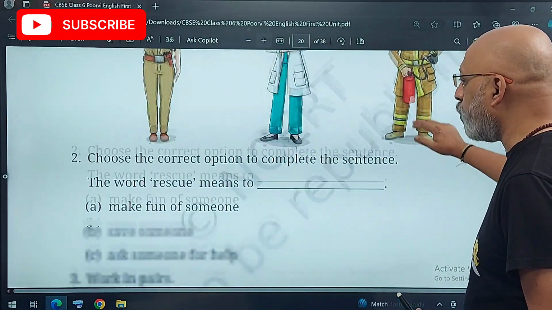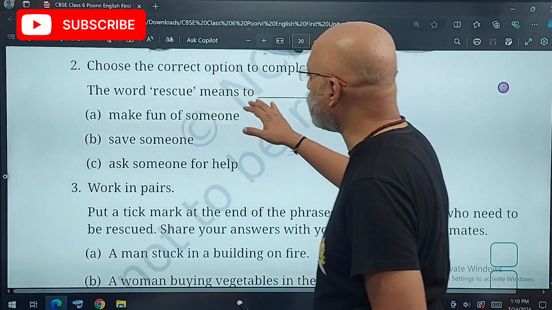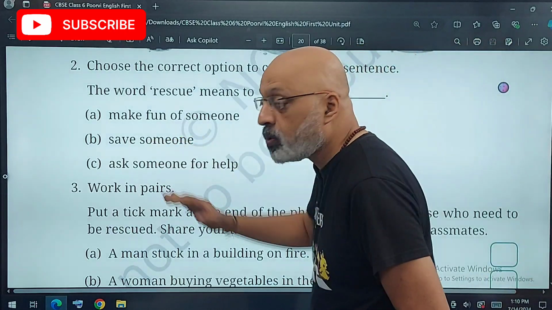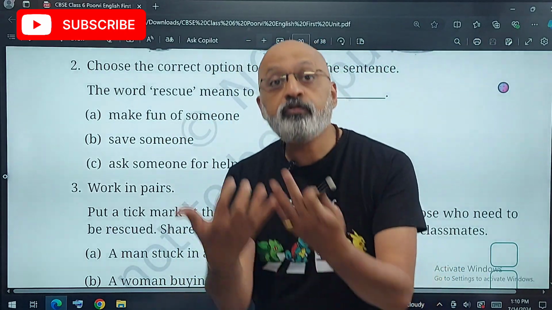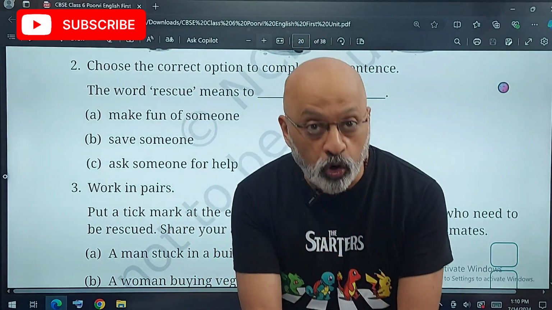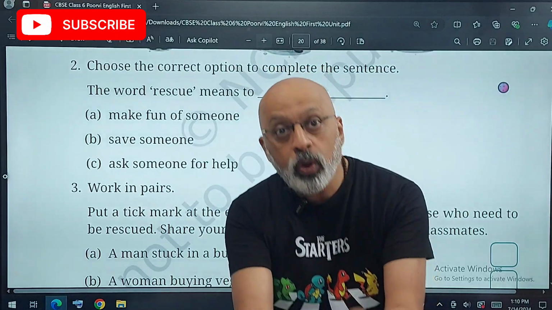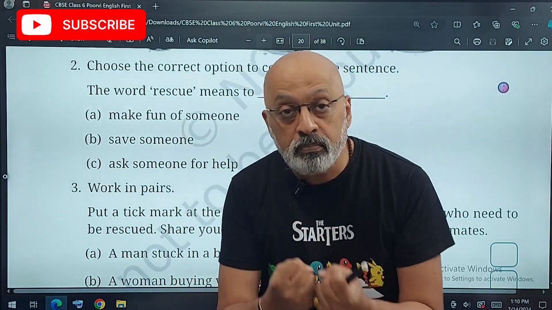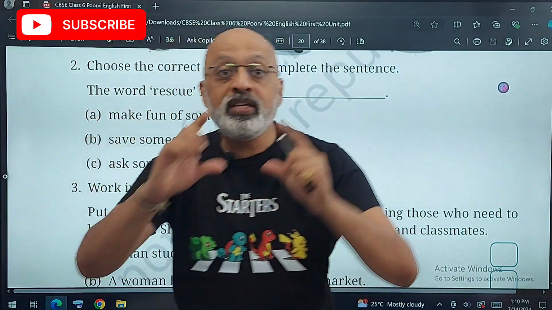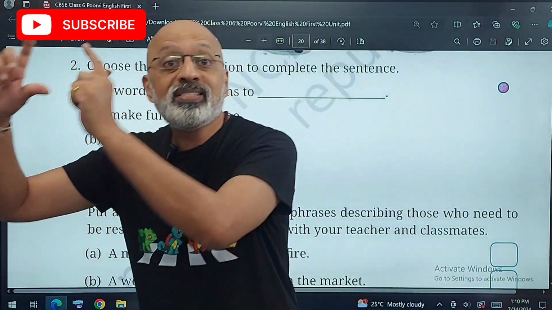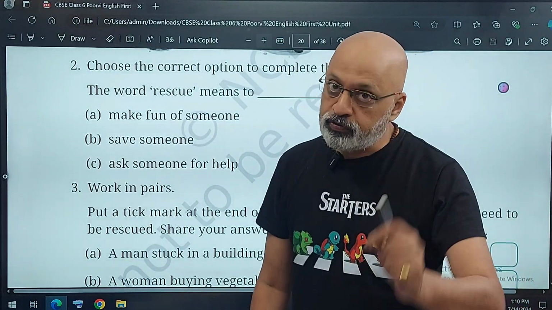So we go down. Choose the correct option to complete the sentence. The word rescue means to, what does it mean? It means to save someone. Rescue means you are saving someone from trouble. Someone is in a spot of bother. Someone is in some kind of a difficult situation. You are saving that person. That is the meaning of rescue. So when we say Rama to the rescue, which means Rama is coming to save someone. Understood? That is the meaning of the title of this particular story.